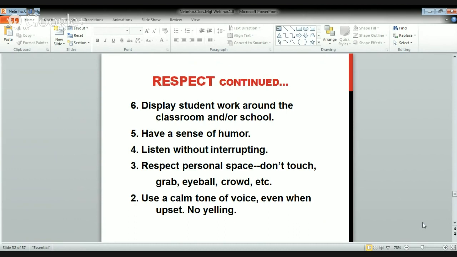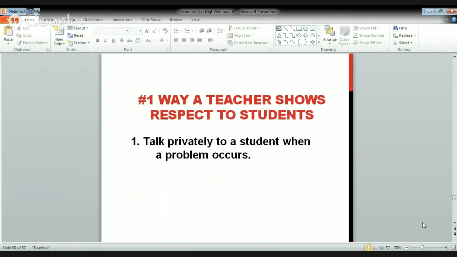If all students are working and you yell across the room to a student, you have disrupted your own class. So you don't want to go there. Use proximity instead. And the number one way a teacher shows respect to students, next slide please: talk privately to a student when a problem occurs. Use proximity. Use mobility. A quiet reminder or reprimand, that's what you need. Remember, you are to stay in control at all times. Next slide.